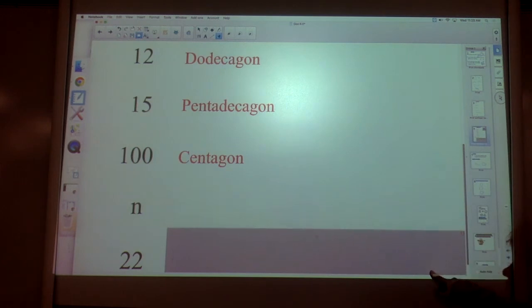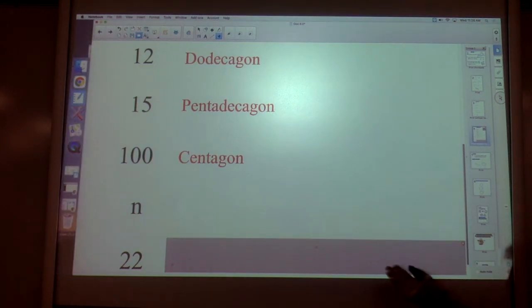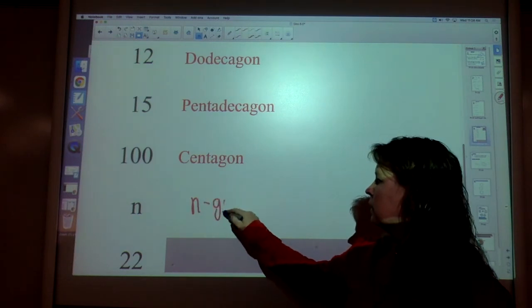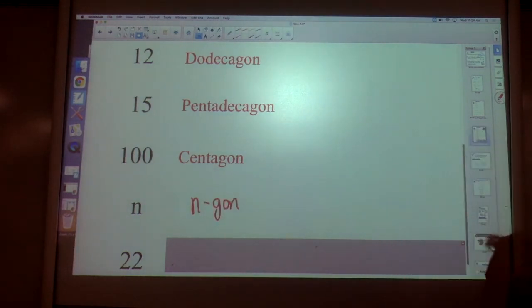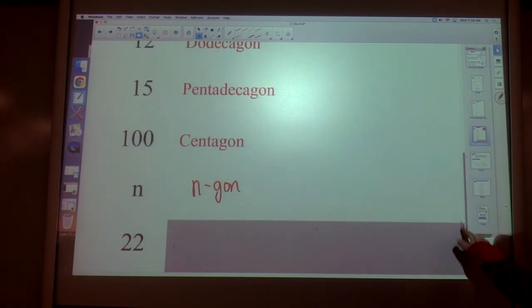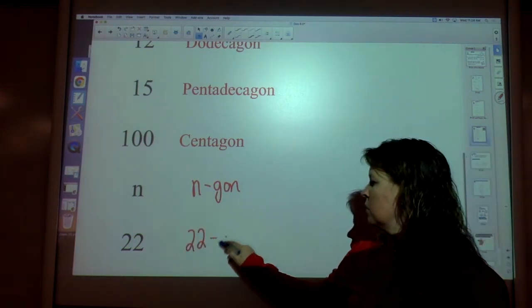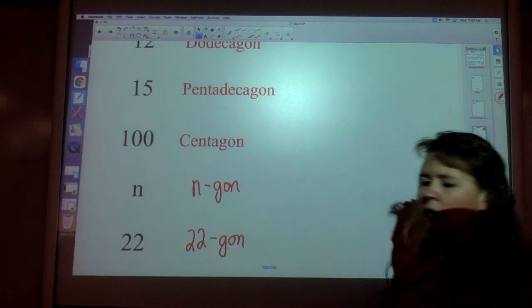Centagon. So what is an n-sided figure called? You don't know how many sides it has. It is called an n-gon. Not an n-agon. It's an n-gon. A 22-sided figure or anything else that you don't know, 22 with a hyphen, gon.